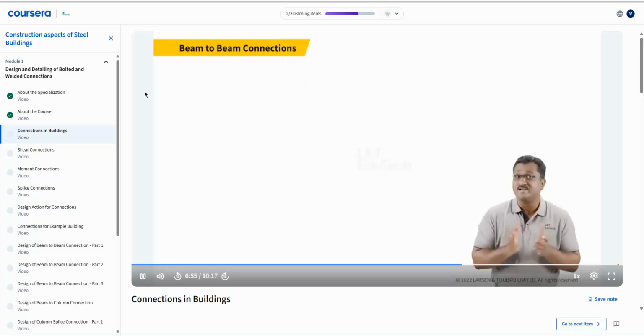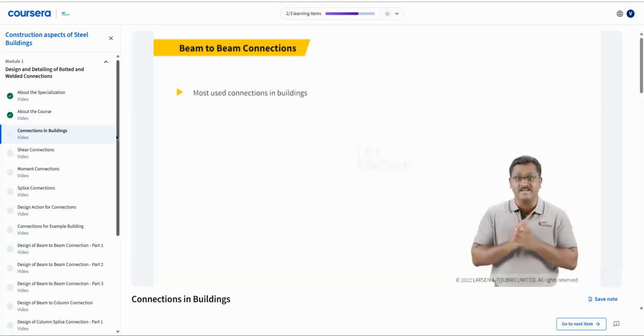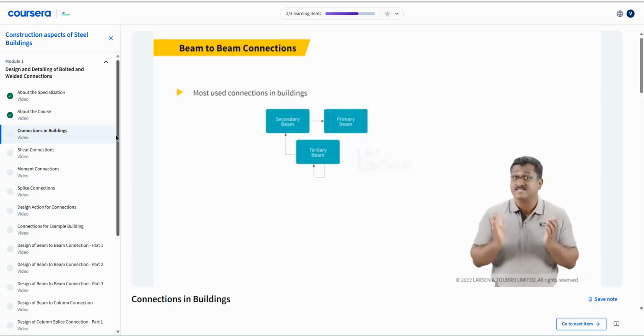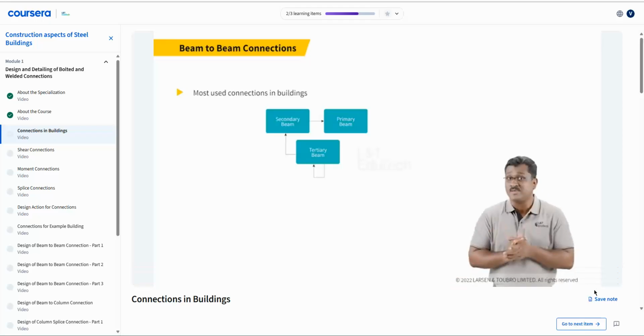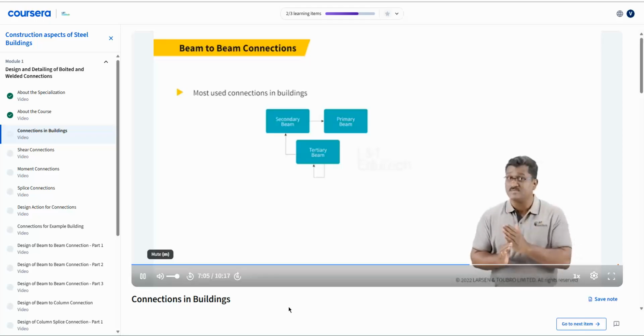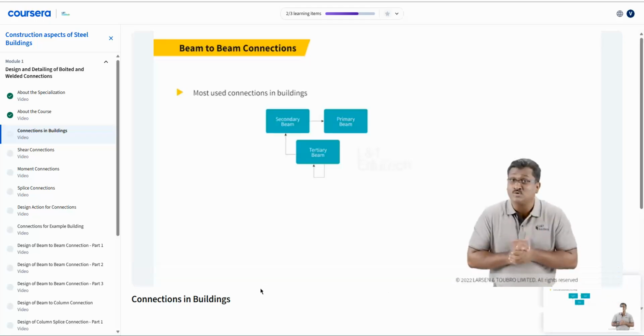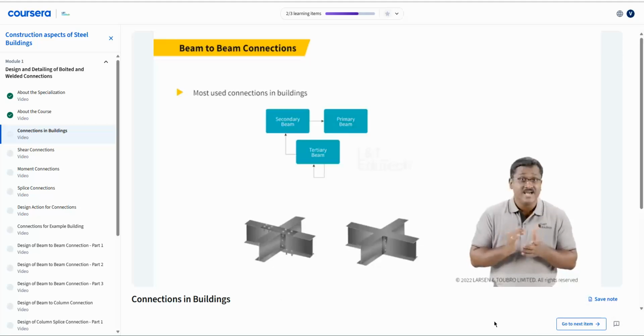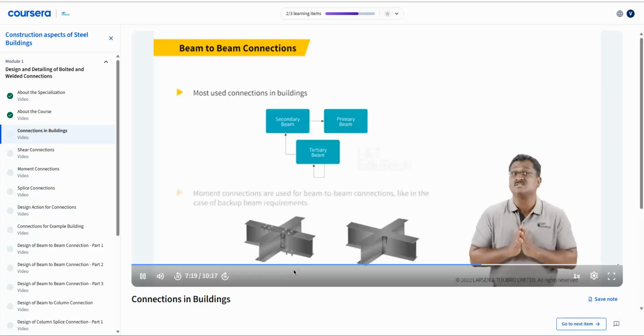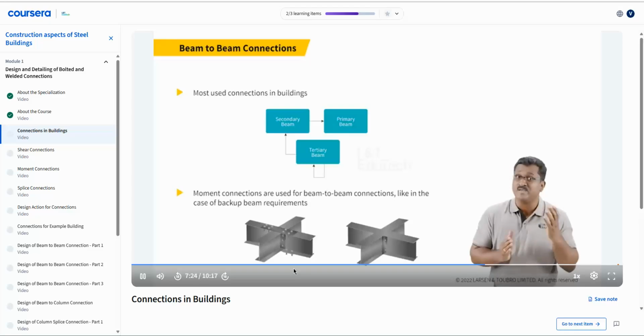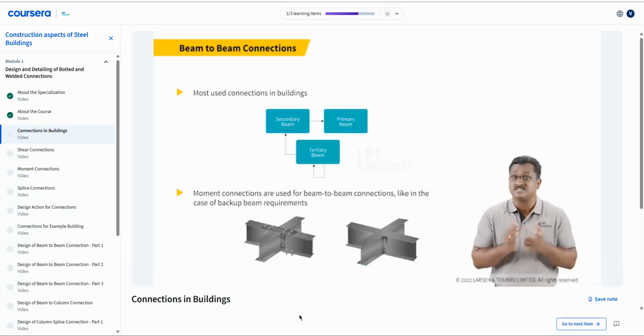Beam to beam connections are the most used connections in buildings generally. These connections can be between the secondary beam to the primary beam or tertiary beam to the secondary beams or even between the tertiary beams. Shear connections are generally used for these kinds of beam to beam connections in general. However, as we have seen in the previous module, there can be cases wherein moment connections are used for beam to beam connections, for example, in the case of backup beam requirements. We will have a brief look into the various beam to beam connections in the subsequent topics of this module.